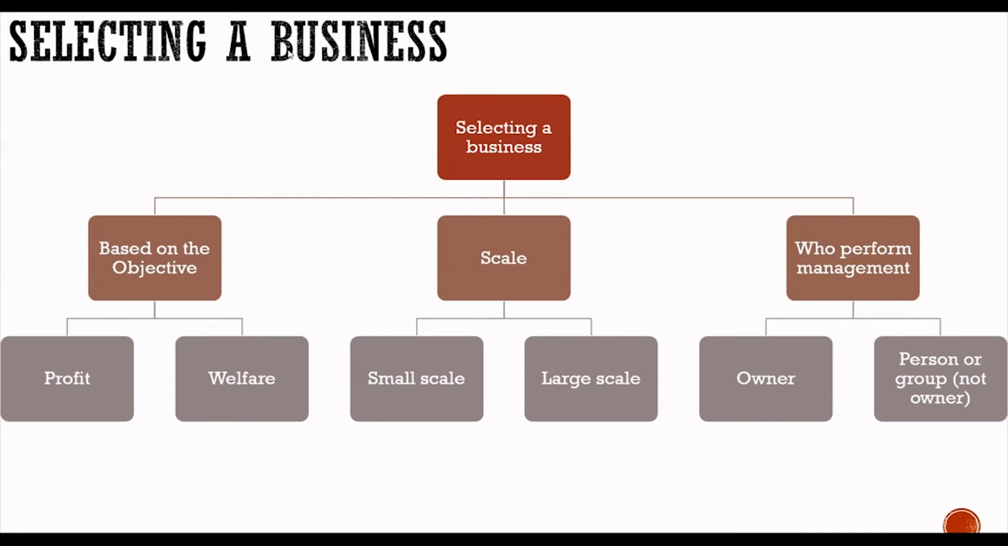So if we talk about how we select a business, you can either select a business based on the objective, if it is profit oriented or welfare oriented, or based on the scale, whether it is small scale or large scale, or by the person who performed the management, whether it's the owners or the person or a group.